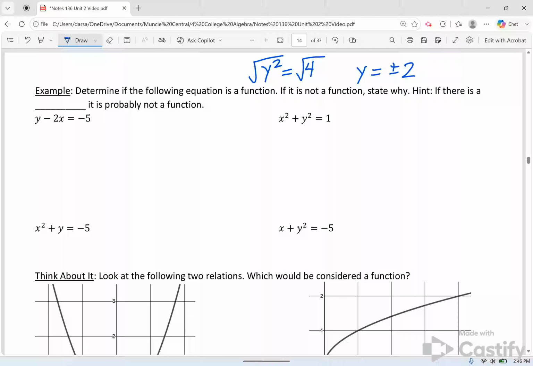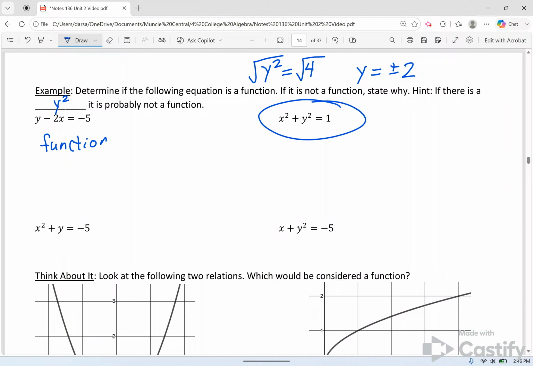y minus 2x equals negative 5. y is not squared. So every time I plug in a number for x, let's plug in 6, we have negative 12. We'll add that over here, and we get 7. y is 7. And it's that easy. You get one answer y for that one x. And it doesn't matter how many x's I plug in, that's always going to give me one answer. So this one is a function. If it has a y squared, it's probably not a function.